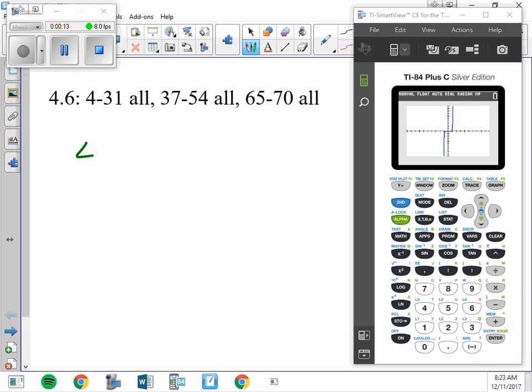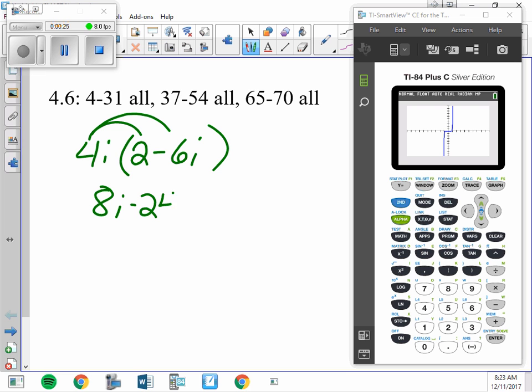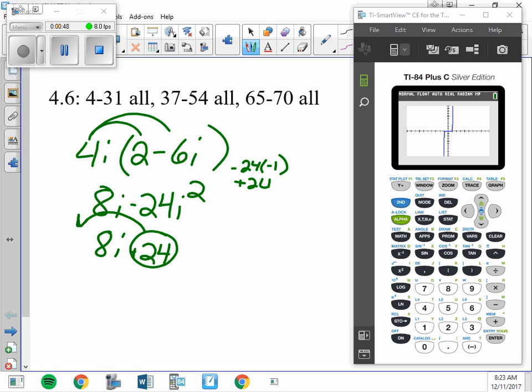If I had 4i times 2 minus 6i, I multiply this in and I get 8i, and I multiply that in and I get negative 24i squared. But we learned that i squared is just negative 1. So this is really negative 24 times negative 1, which is plus 24. So I have 8i plus 24, but this needs to go in front. So it would be 24 plus 8i. Everybody remember that?